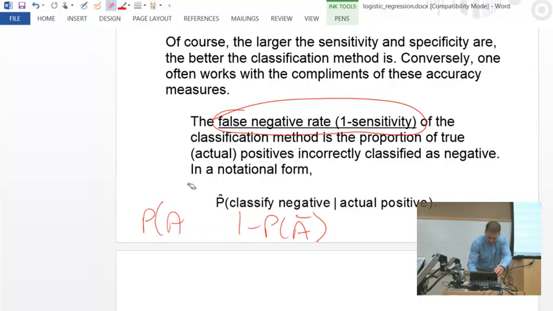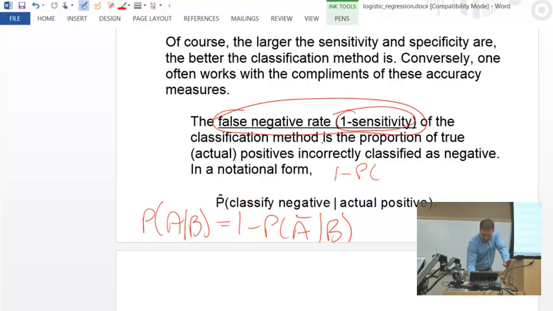Also, we can think of it in terms of conditional probabilities. You should have seen this too. The probability of A given B is equal to 1 minus the probability of A complement given B as well. And so you can see, for example, that 1 minus the sensitivity here is equal to 1 minus the probability of classified positive given actual positive, which would be equivalently expressed as the probability classified negative given actual positive. Okay? Any questions about that?